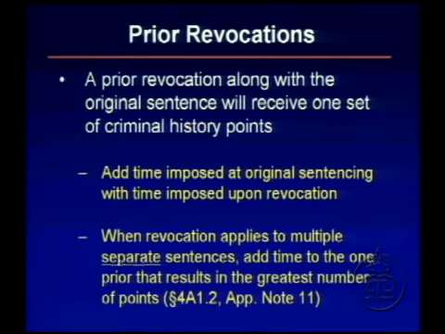So the general rule regarding prior revocations is that a prior revocation, along with the original sentence, taken as a whole or aggregated, will receive 1 set of criminal history points. So to achieve this result, the imprisonment time at the original sentencing, if any, will be added to the imprisonment time imposed upon the revocation. So 1 set of criminal history points will be given to this aggregate amount of imprisonment time, the original term, as I said, combined with the term imposed upon revocation.